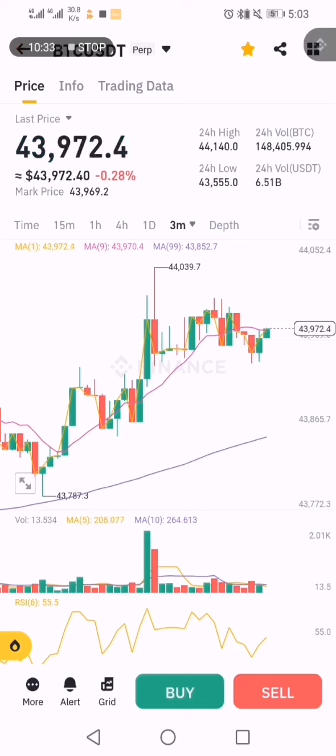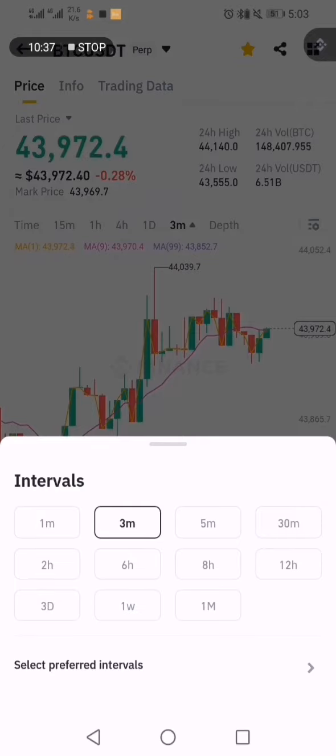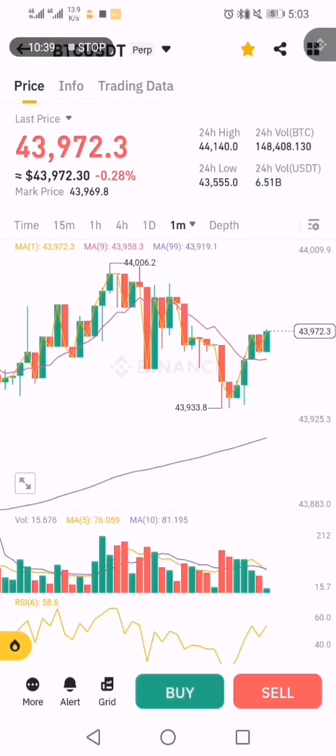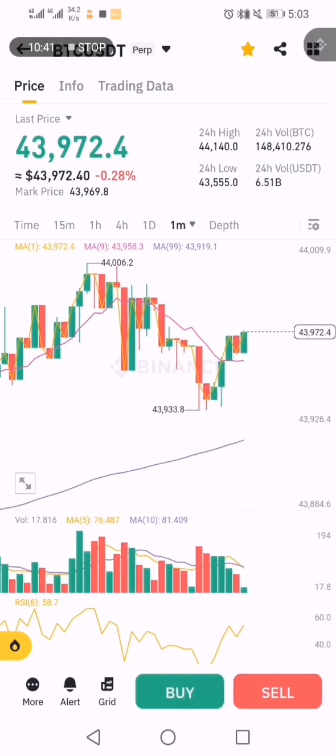And let's go to 1 minute. So this is 1 minute now. You can see, based on this micro time frame, the trend has changed. The trend is kind of different from different intervals.